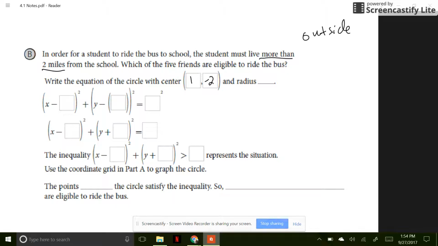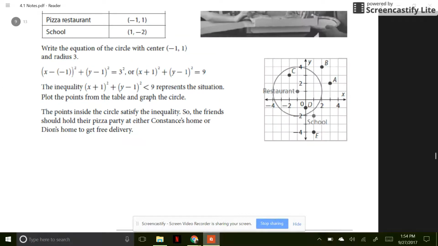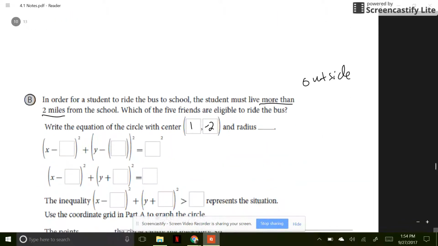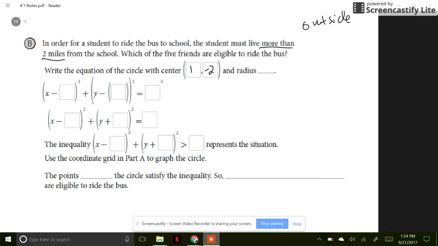So we're finishing up our example from last time, talking about kids riding the bus to school. We looked at our picture and said that the school was at the coordinates (1, -2). So that means we'll want a circle with its center at (1, -2). And then the radius will need to be 2 because we're looking at who lives 2 miles from the school.